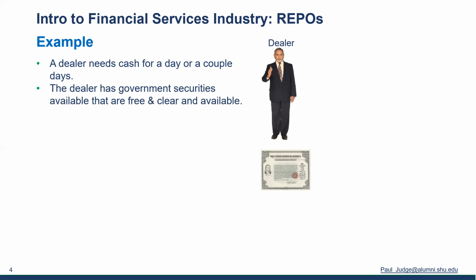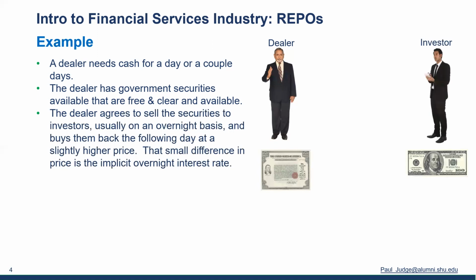So the dealer needs money and the dealer has collateral. So the dealer says, I'm going to sell these securities. So the dealer agrees to sell the securities overnight to an investor, usually overnight, could be for a couple of days, and agrees to buy it back at a slightly higher price, right? Now, that slightly higher price is where the investor makes their profit, right?